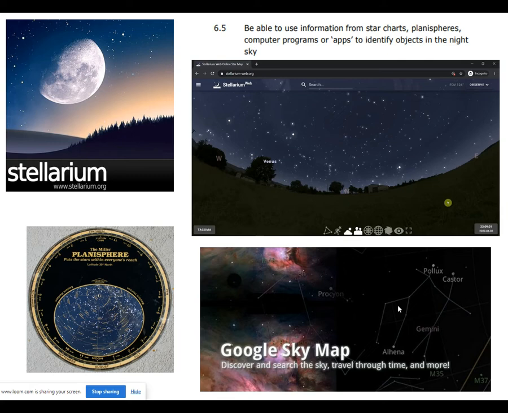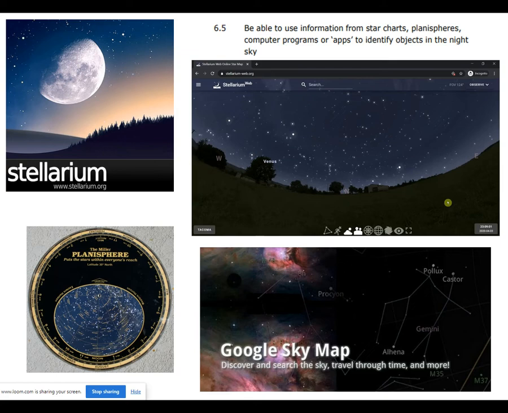Be able to use information from star charts. You may not have used a planisphere, but you should get one. It wouldn't cost you much and is very useful. If you turn the time dial to match the date dial, so if you wanted to go out at 11 p.m. on the whatever of April, you just turn 11 p.m. to that, and then this window would turn, and you'd be able to see all the stars that are visible at that time in your sky.